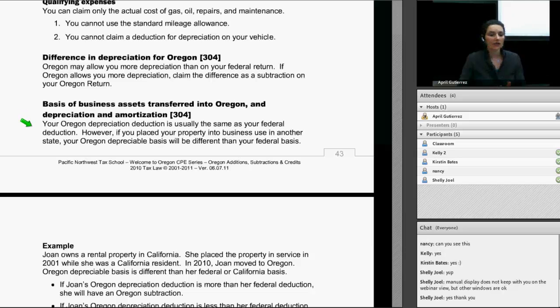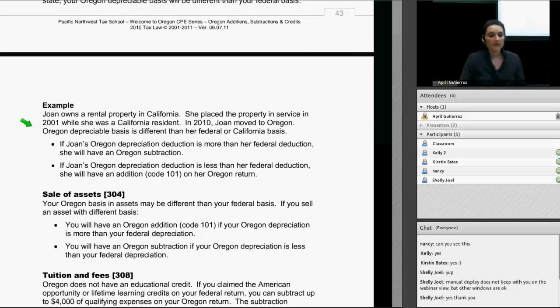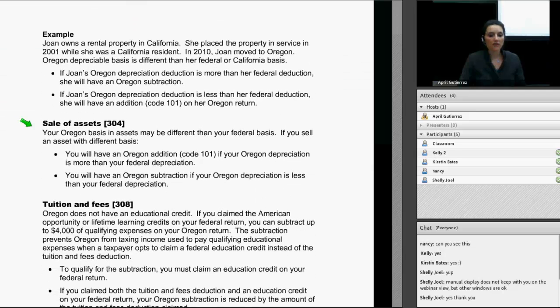difference in basis. Your Oregon depreciation deduction is usually the same as your federal. However, if you placed your property into business use in another state, your Oregon depreciable basis will be different than your federal basis. Here is an example.